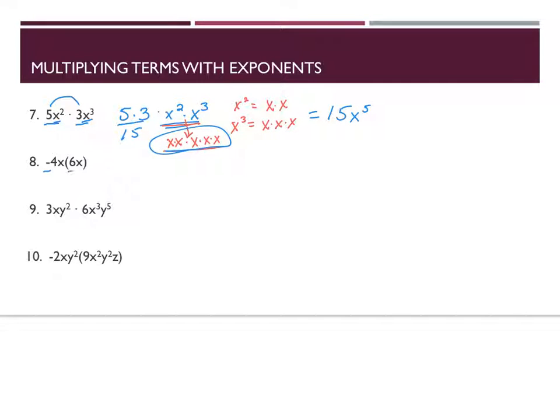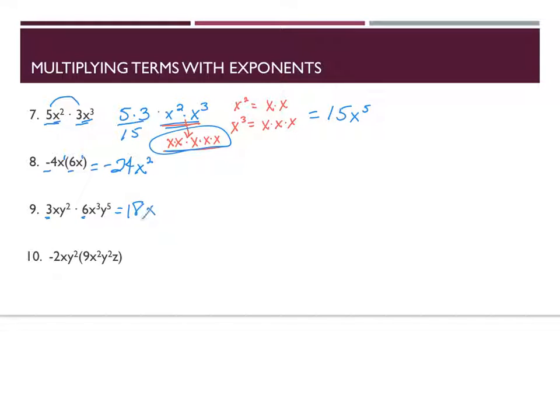Negative 4 times positive 6 is negative 24. If I have x times x, remember no exponent means there's an invisible 1 there. X times x is x squared. Add the exponents. 3 times 6 is going to be 18.